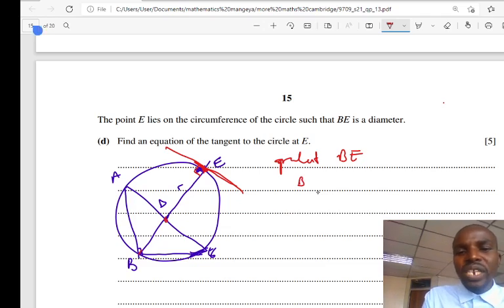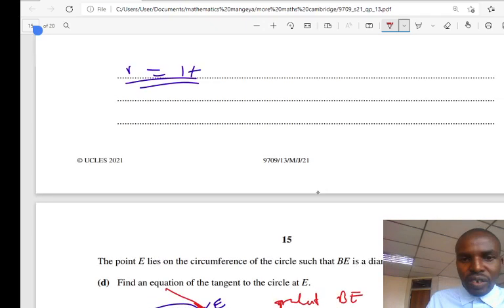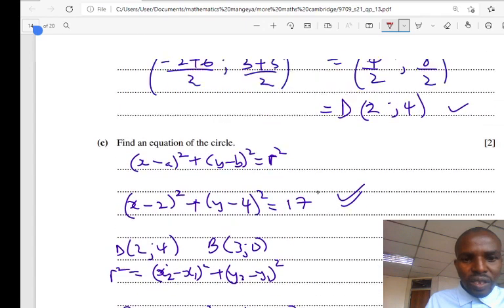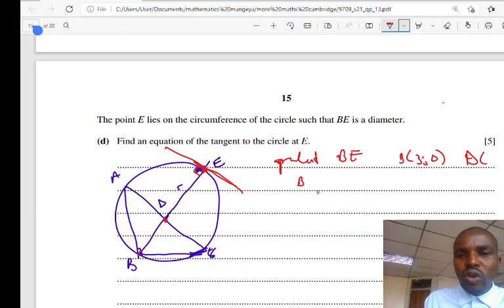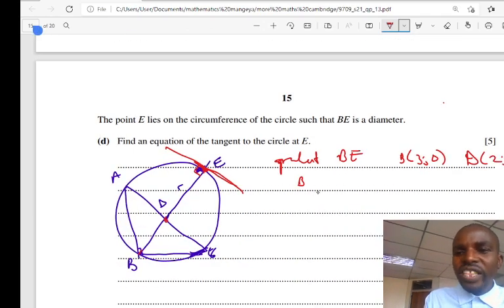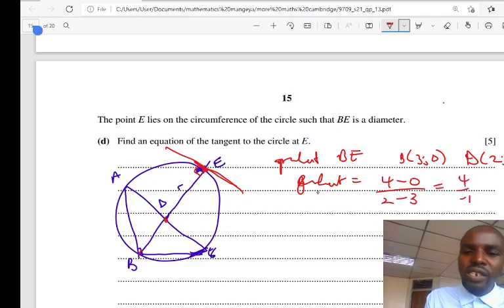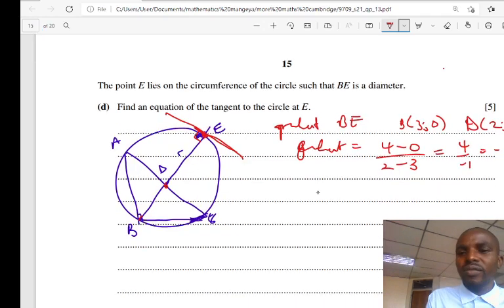B was the point (3, 0). Let me write (3, 0). Then for E, we can use D. This is the point (2, 4). So (2, 4) and (3, 0). Find the gradient. You say gradient of BE is y2 minus y1, 4 minus 0, over x2 minus x1, 2 minus 3, which is 4 over minus 1. It's minus 4.